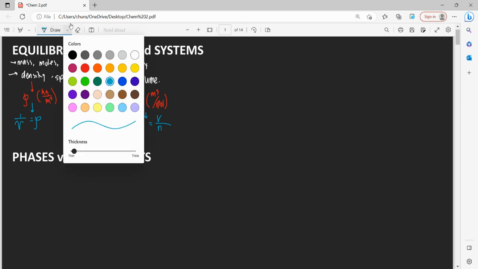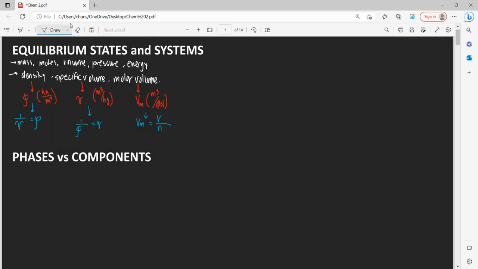Okay, so let's talk about different kinds of systems. In a non-reactive system, actually no, I'll talk about that afterwards. First, I want to talk about phases and components. So most of you probably understand that phases are things such as liquids, gases, solids, and vapors. But what are components? Well, it will depend on the kind of system that you have.